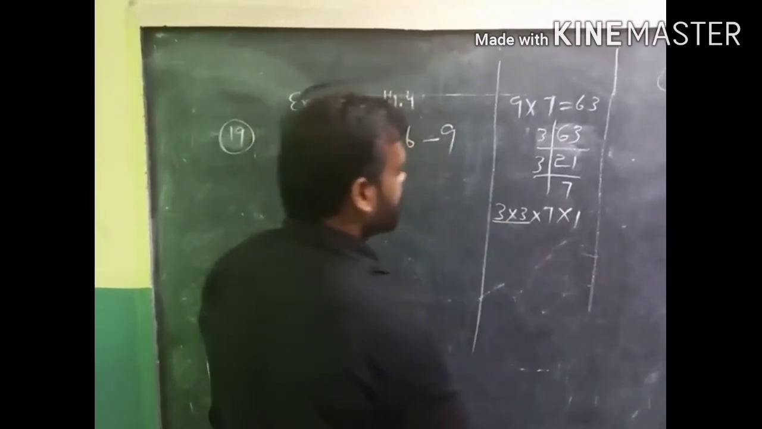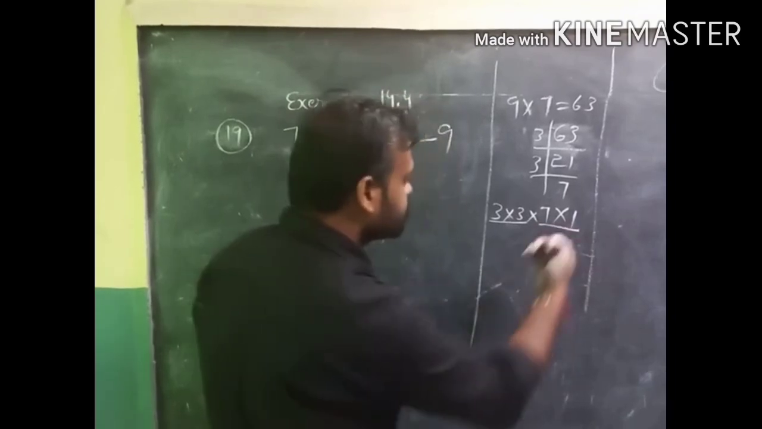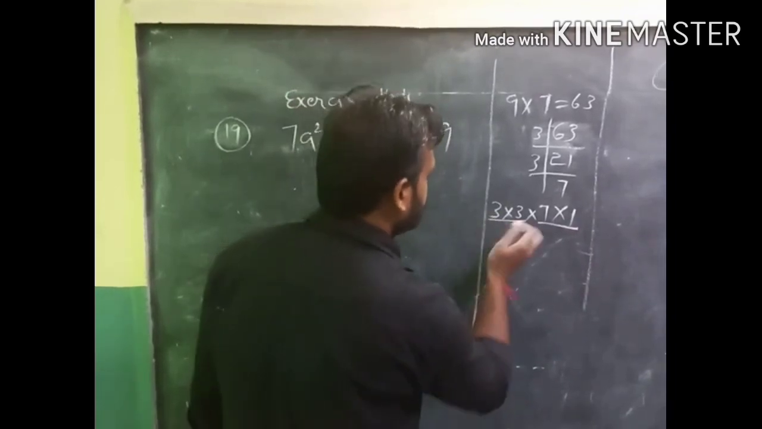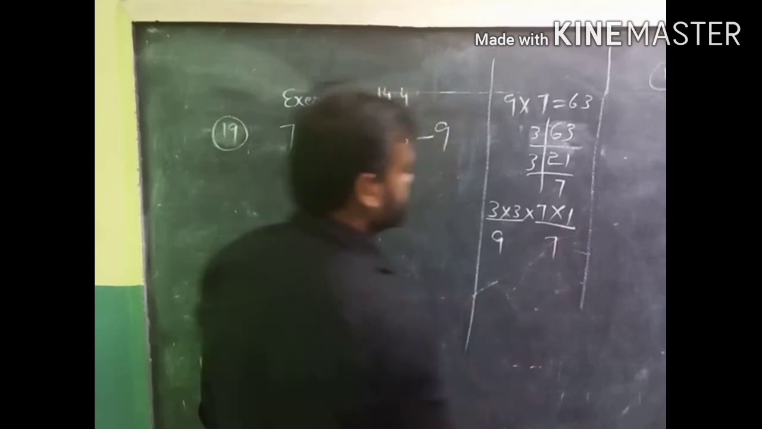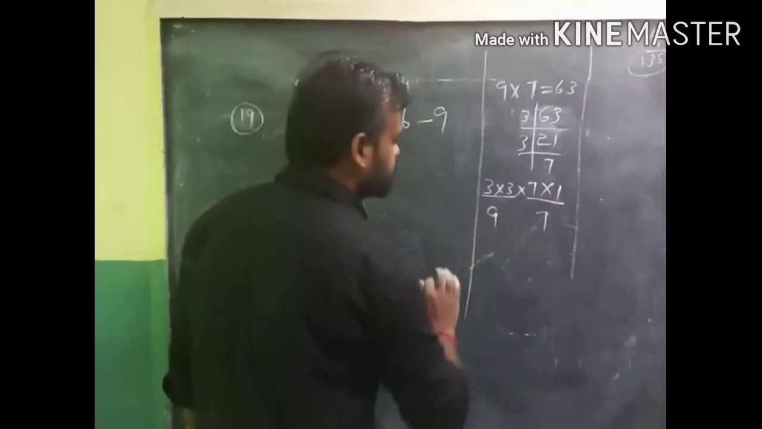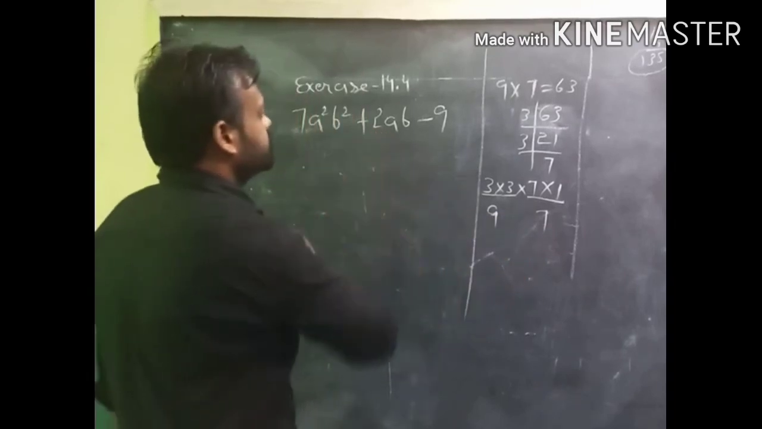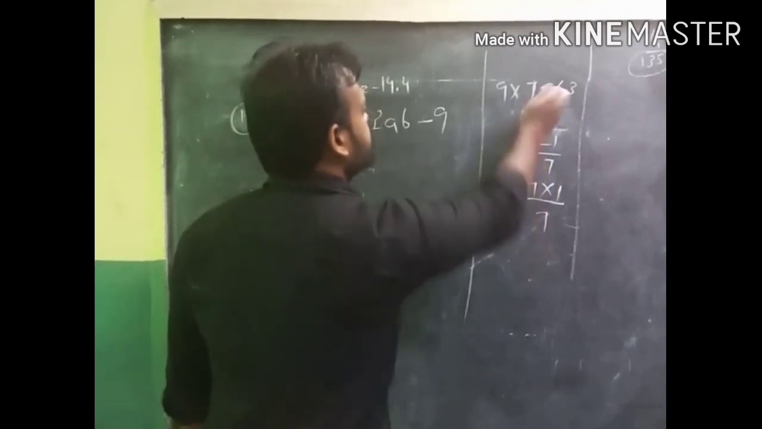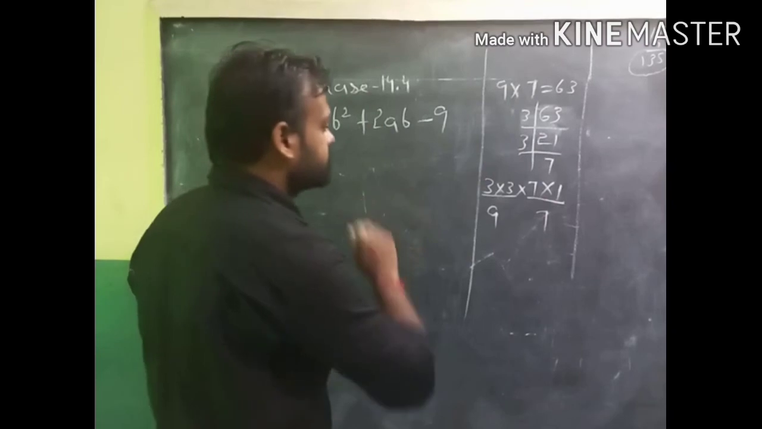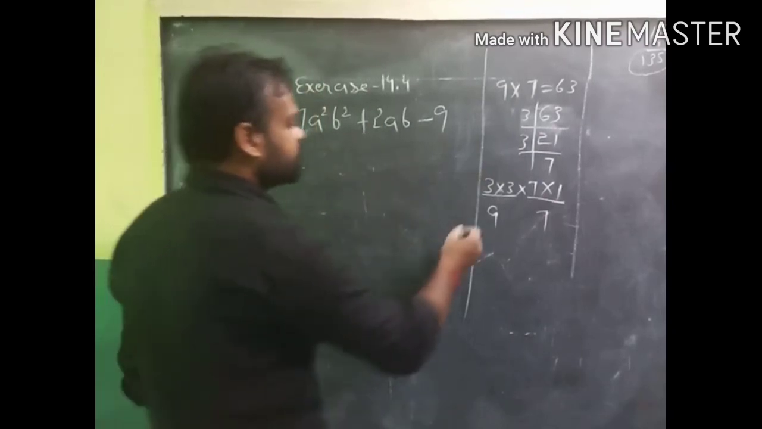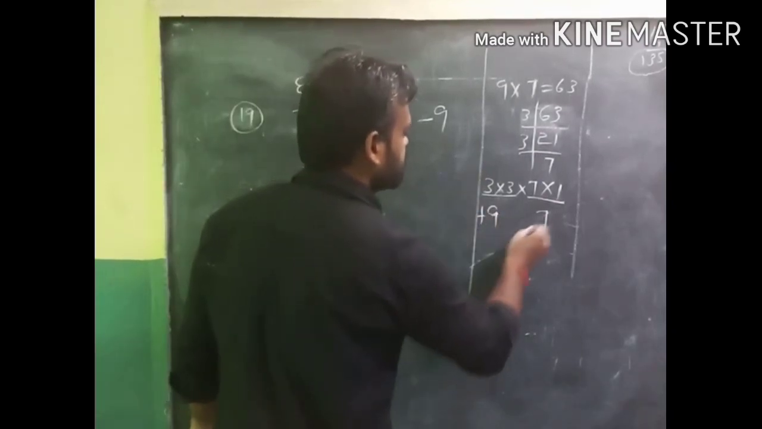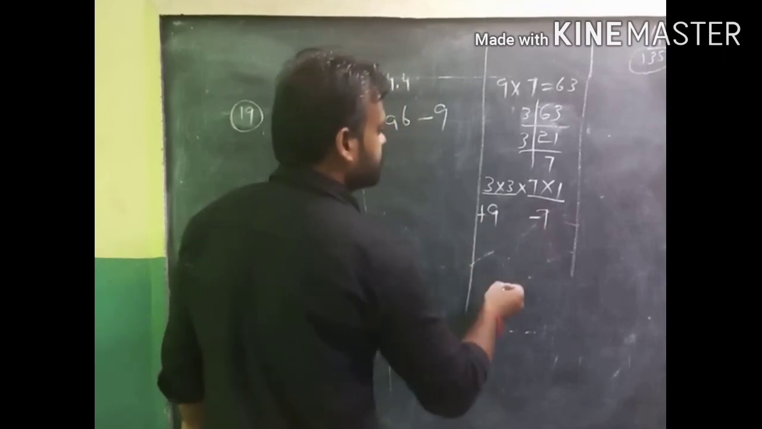Again we can take these two values into the first group and these two values into the second group. How? 3 3 is 9 and 7 1 is 7. Now you can see, are these two values satisfying the condition? Of course, because 9 minus 7 will become 2, and of course 9 7 is 63. So now we have to take care of the signs also. Here is a plus sign, so we have to take this bigger term with plus sign and this 7 with minus sign.